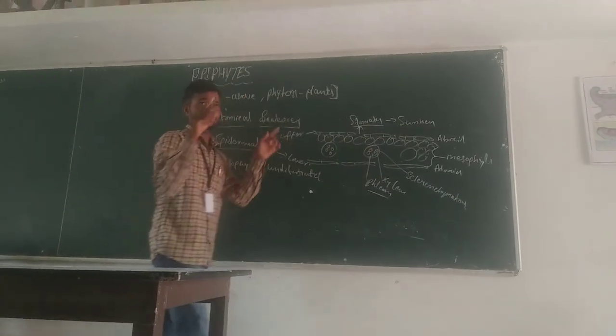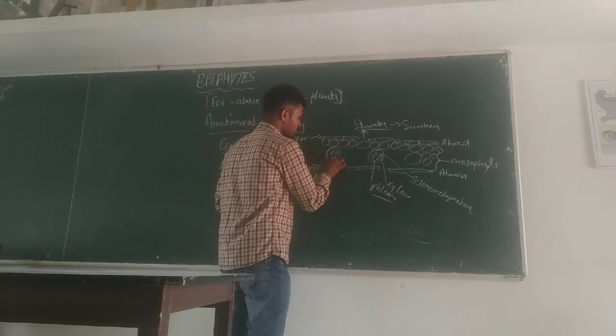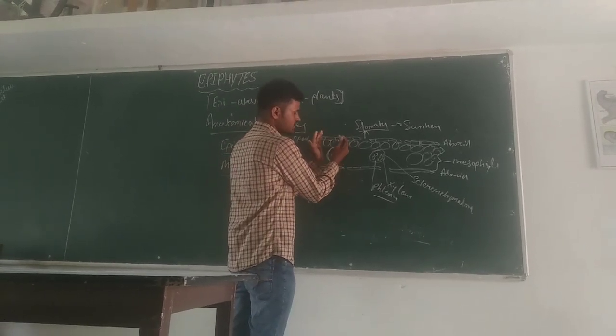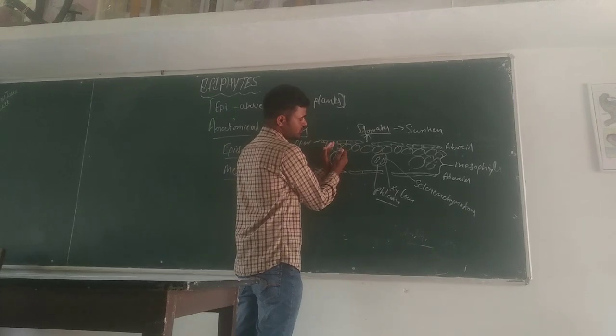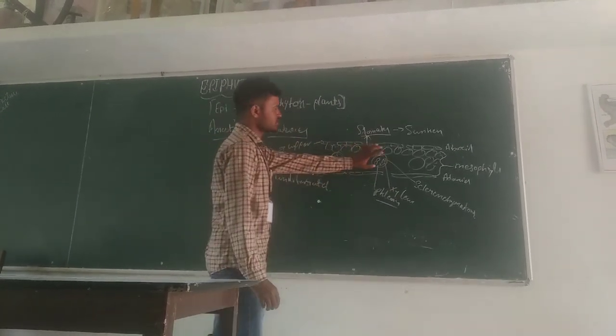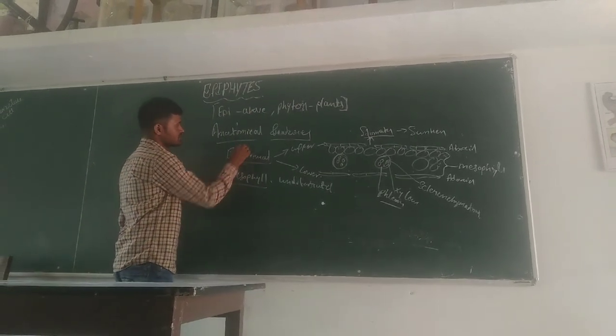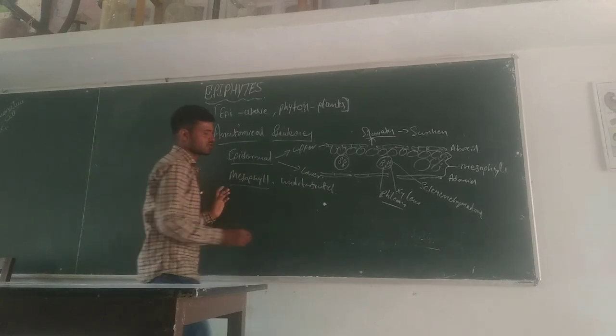Okay, the sclerenchymatous cells are present. These cells are arranged in a cap-like structure. It gives mechanical support or protection to the vascular bundles. Okay, it is a major feature of epiphytic leaves. Okay, transverse section of leaves.